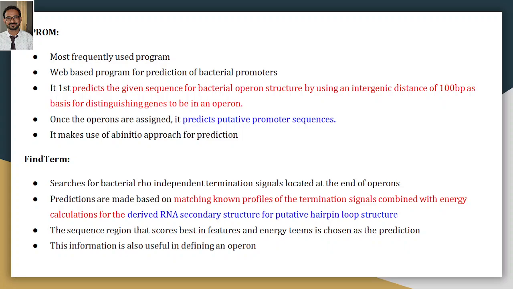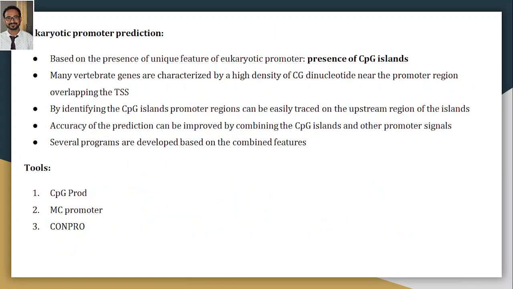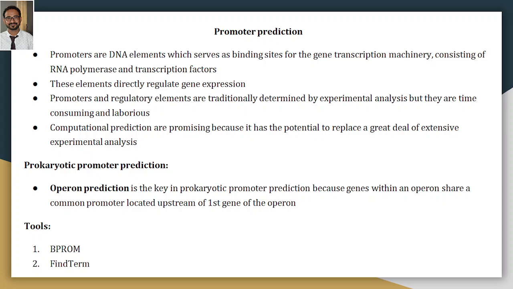So now the sequence regions that score the best in features as well as energy terms are chosen as the prediction. So with respect to the feature and the energy calculations, if these two things match or their score is high with the comparable sequence, then that will be called a better prediction. This information is also useful for defining an operon. So that was about the promoter prediction. Okay, so two tools, that is BPROM and FindTerm.